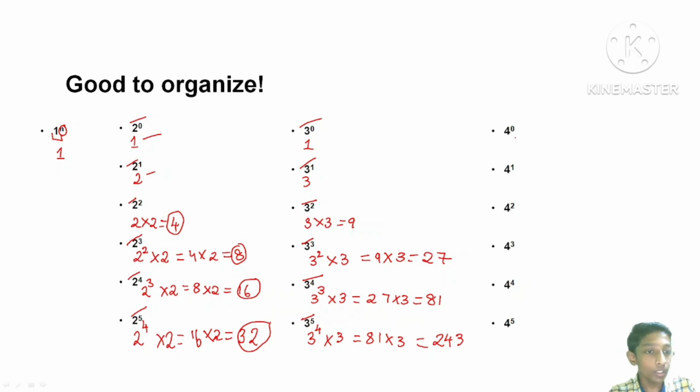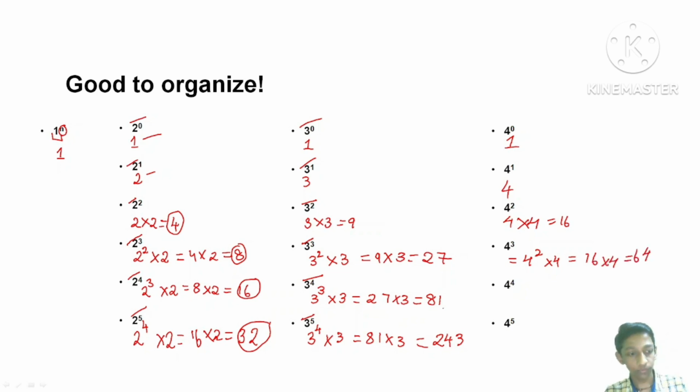Now let's move on. 4 raised to the power of 0, or any number raised to the power of 0, the answer is always 1. 4 raised to the power of 1 is 4 itself. 4 raised to the power of 2 is 4 into 4, which equals 16. 4 raised to the power of 3 is equal to 4 raised to the power of 2 into 4, which equals 16 into 4, which equals 64.